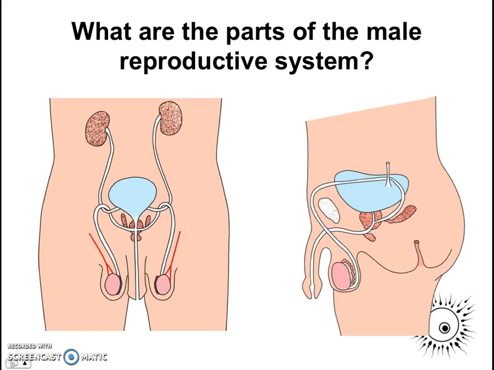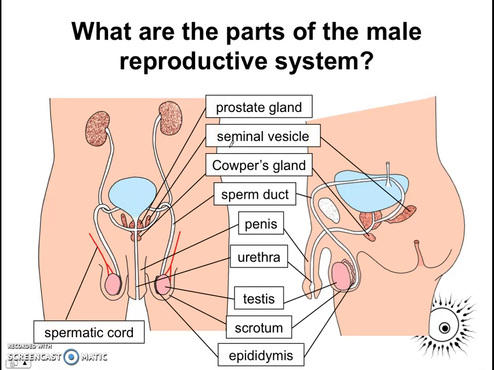So here's our male reproductive system to begin with. Now, you'll need to know how this looks from the front and also from the side, and you need to know how to label such diagrams. So there are quite a number of parts in the male reproductive system. It might look a bit overwhelming, but don't worry, we're going to go through them one at a time.